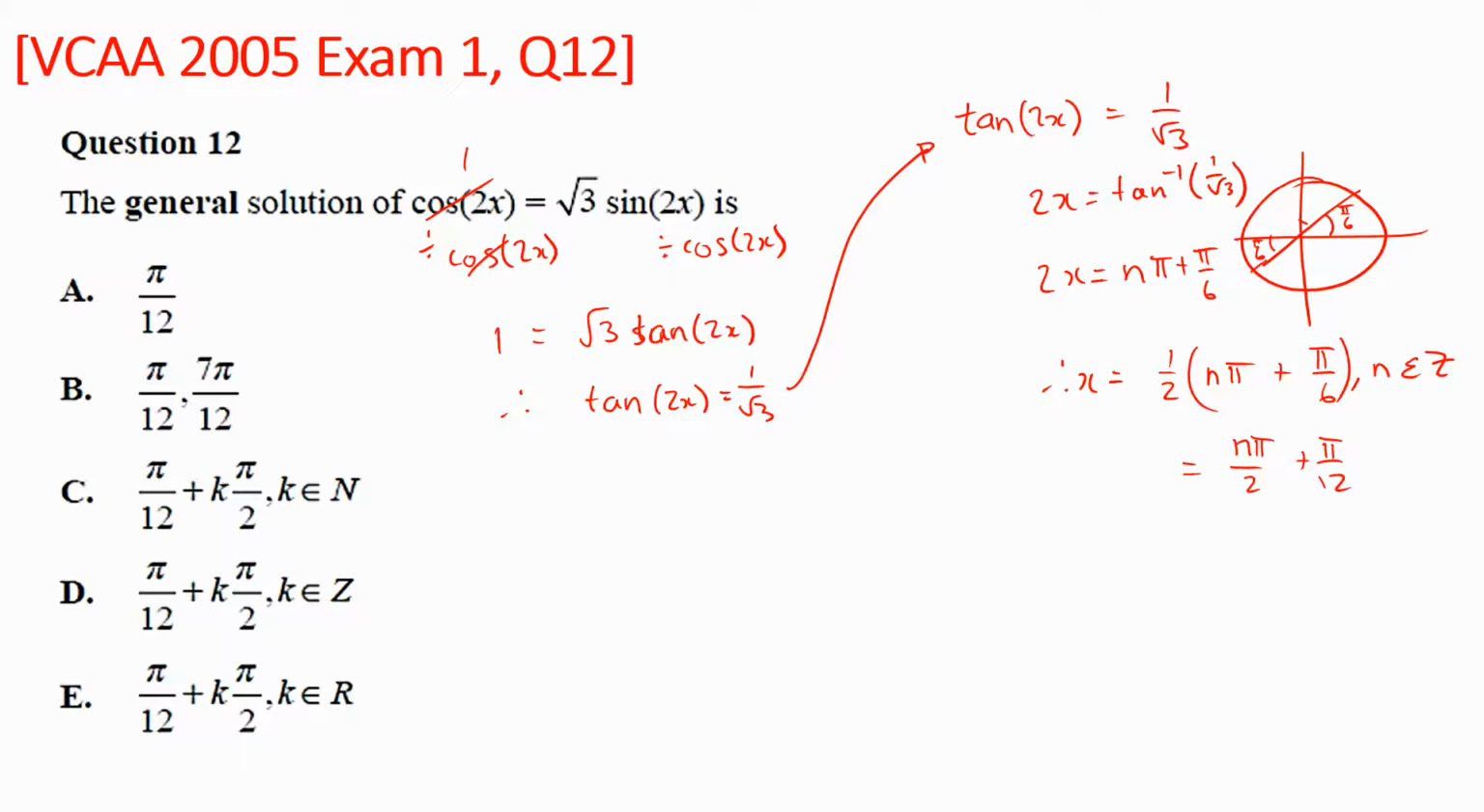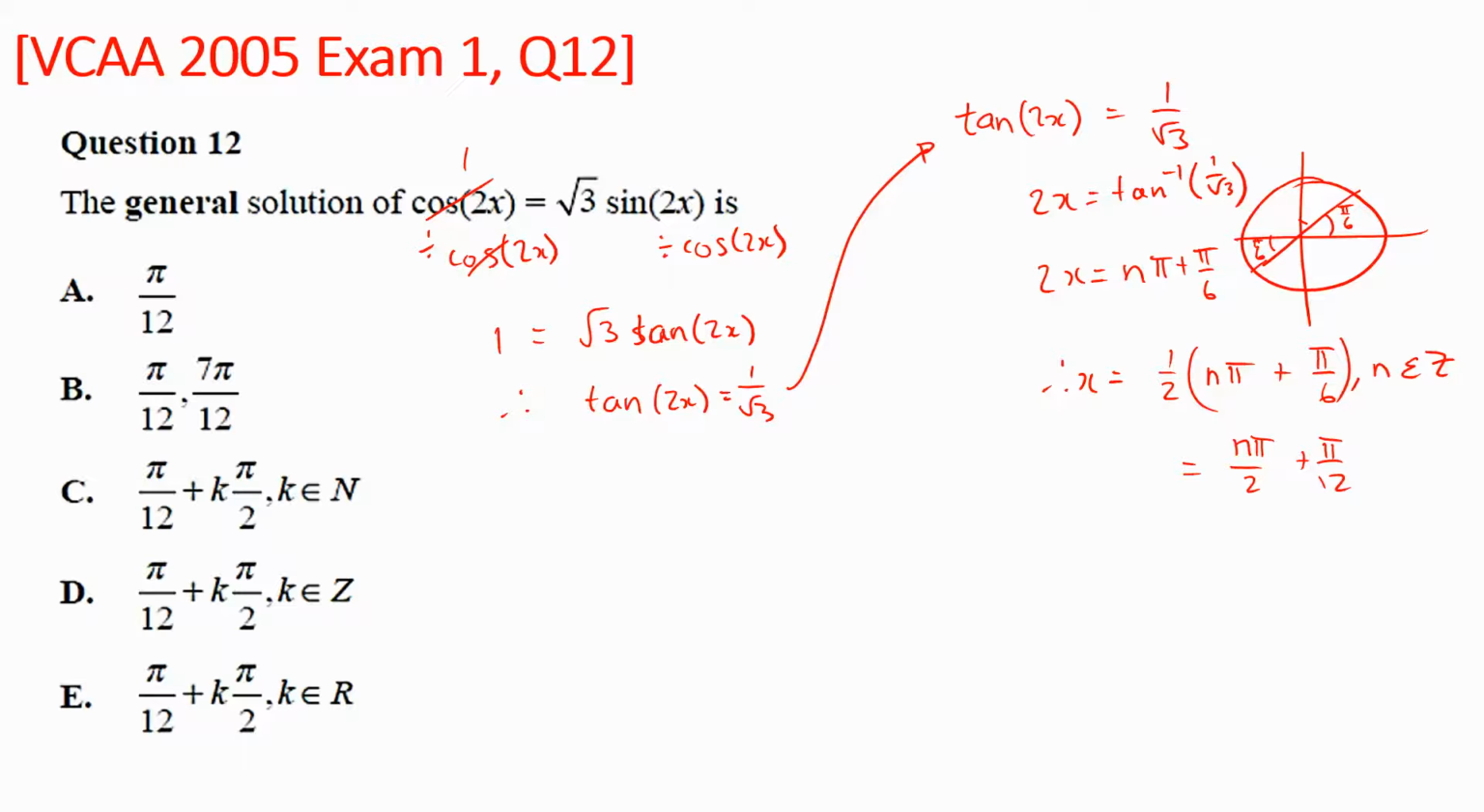All right, just in case you wanted me to explain it by hand, what I did was I divided both sides by cos of 2x and divided both sides by root 3, and what you get is tan of 2x equals 1 on root 3.